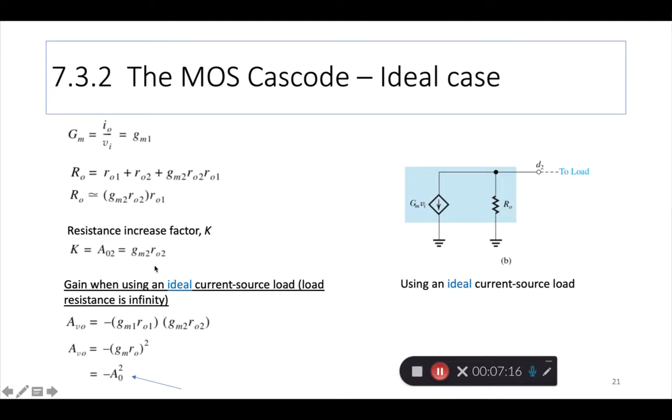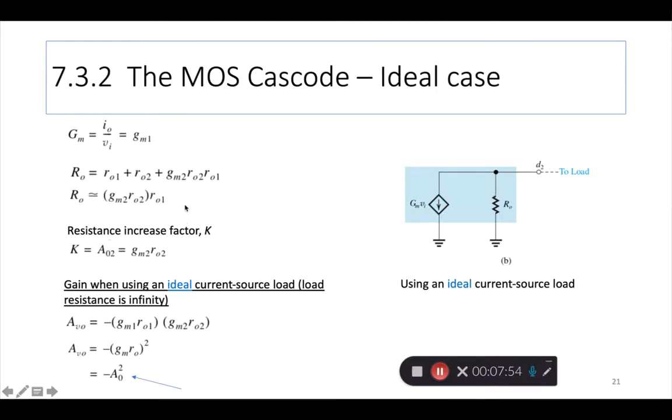The ideal case is when the current source load's output resistance is infinity. Under such assumptions, what we see is the output resistance goes up from being just RO1 to a multiple of it. The resistance increase factor K is gm2 RO2, which is also the gain of the second stage, the cascode stage.